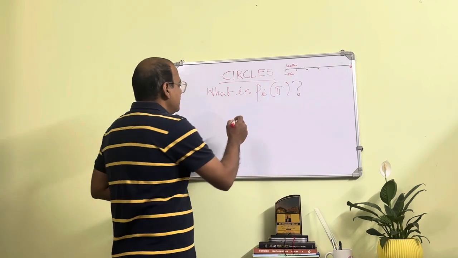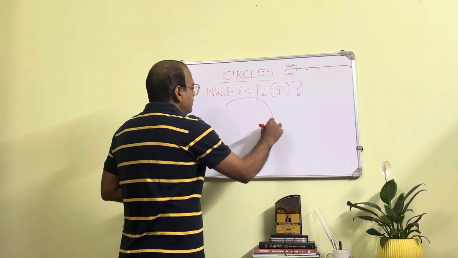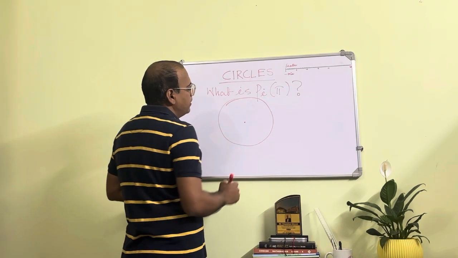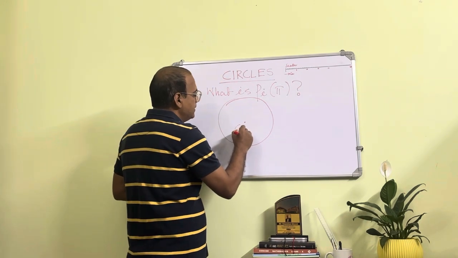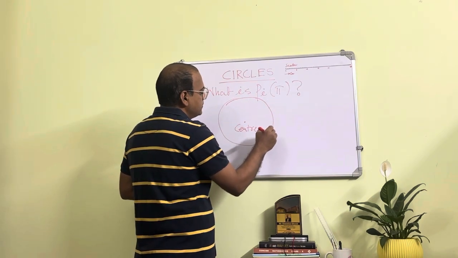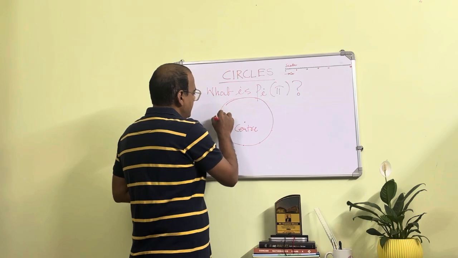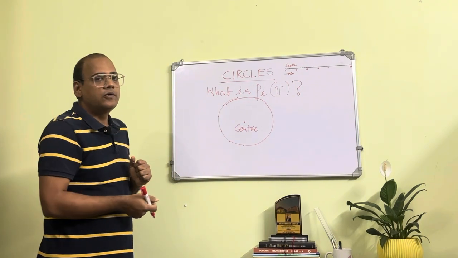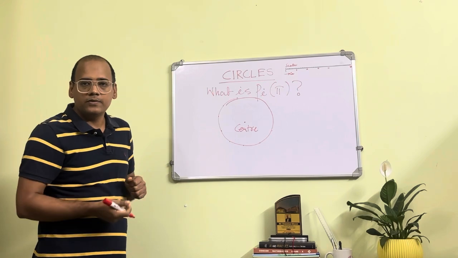A circle is a set of points on a plane which are equidistant from a central point, which is called the center. This is the center, and these are the points on the circle. So let's go over some of the important topics of a circle.